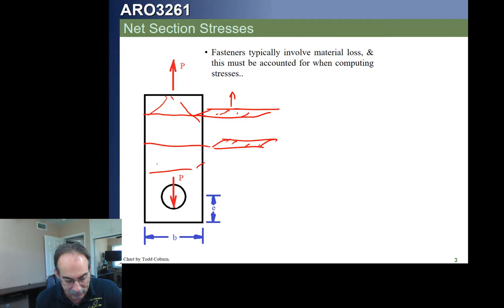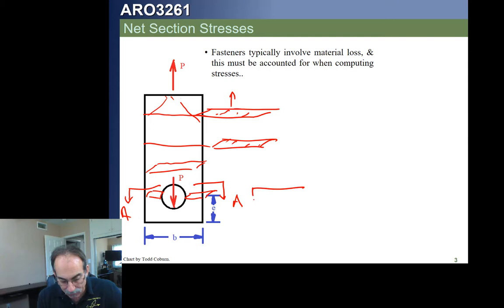same stress here. Now, by the time we get down here, we see we have this hole. So actually what we have is this area here. Now, if we draw, let's just take a section cut like this. So that means we grab that with our hand and rotate that out. That means the plate looks like this, but it has a fastener like this.